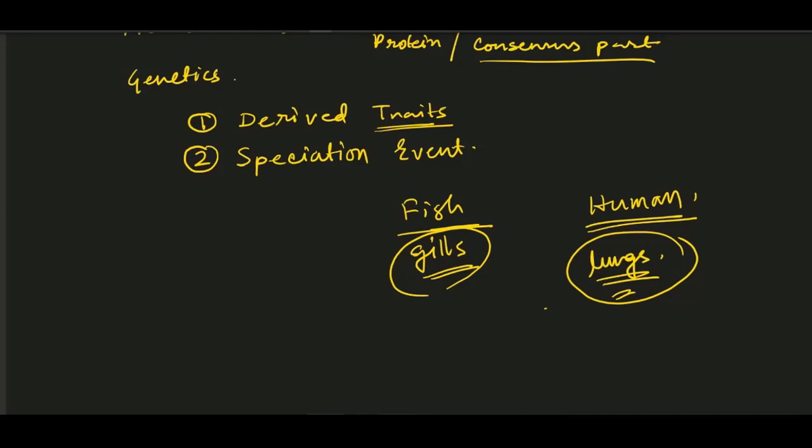Like humans have 4 chambers in the heart, whereas fish have 2 chambers and amphibians have 3 chambers. So by creating one extra chamber from amphibians, we became human.